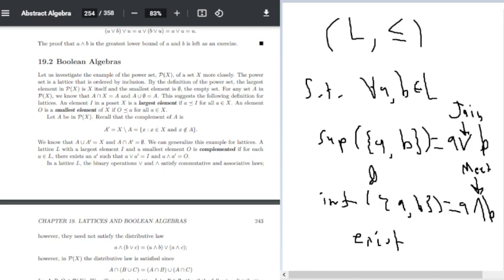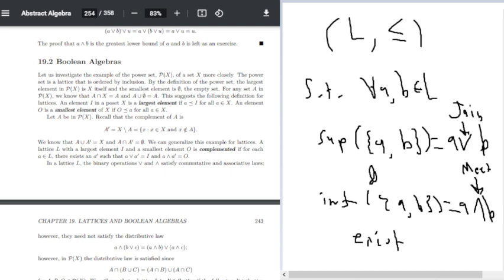Let A be in P(X). Recall that the complement of A is A prime, which is equal to X minus A, the set of x in X such that x is not in A. We know that A joined with A prime is equal to X, and A intersected with A prime is equal to the empty set. We can generalize this example for lattices. A lattice L with the largest element I and the smallest element O is complemented if for each A in L there exists an A prime such that A join A prime is equal to I and A meet A prime is equal to O.